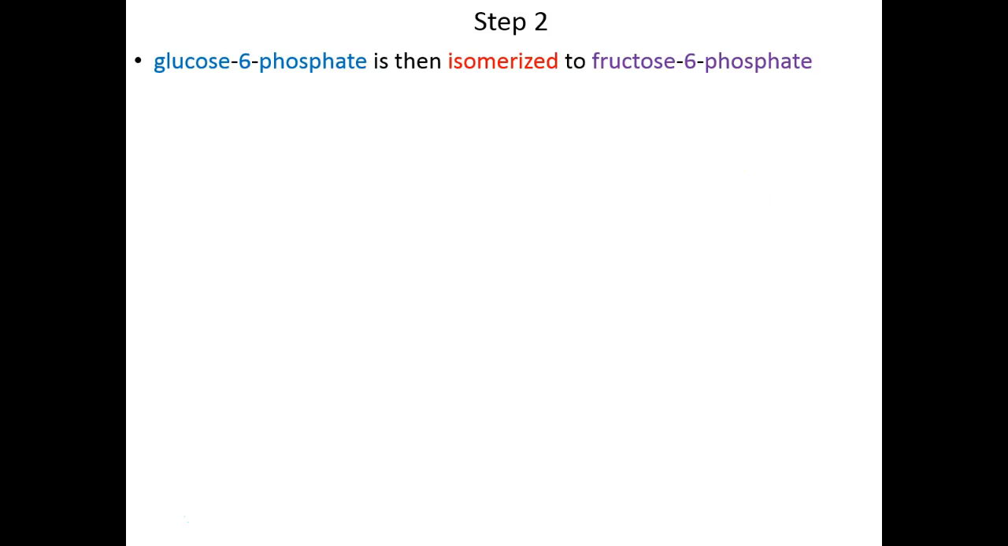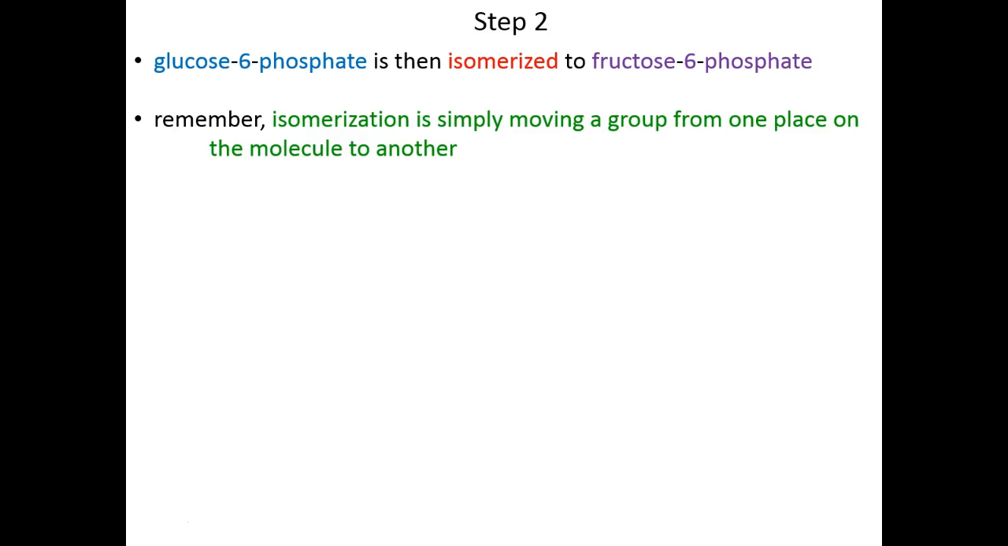Step 2. Step 2 is an isomerization reaction. We're not going to lose anything. We're not going to gain anything. We're just going to move stuff around. And in this reaction, we are isomerizing glucose 6-phosphate. Notice the product of step 1 is the reactant of step 2, right? Because it's a pathway. So glucose 6-phosphate is going to be isomerized into fructose 6-phosphate.